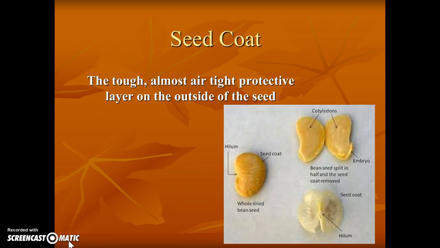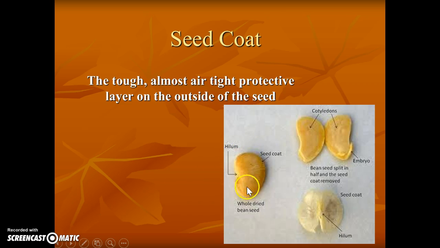Hi, today you're going to look at Diversity of Life, Investigation 5 vocab, and it's the beginning of the plant unit. So we're going to talk about seeds, and the first vocab word is seed coat. Definition: the tough, almost airtight protective layer on the outside of the seed.